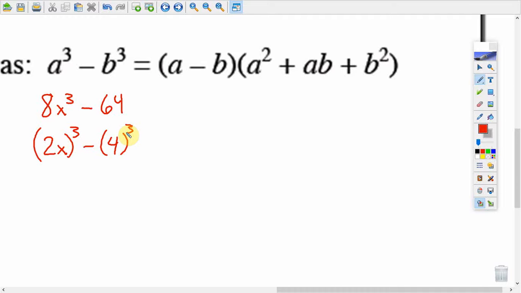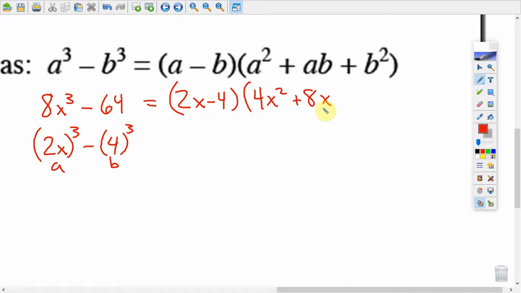Wherever there's an a, we can put in 2x. Wherever there's a b, we can put in 4. So then this would be 2x minus 4, times a squared, which would be 4x squared, plus 8x plus 16. And then to go further, we would probably want to go back to the quadratic formula.